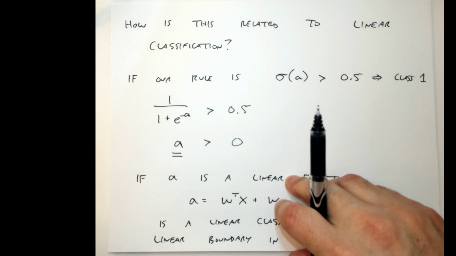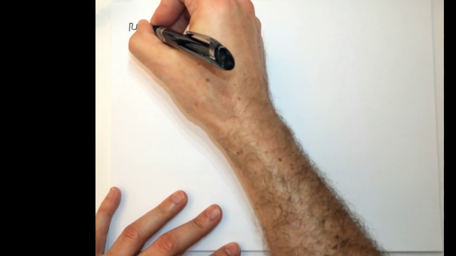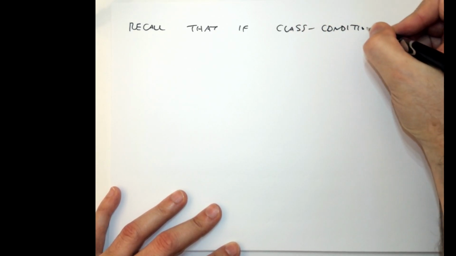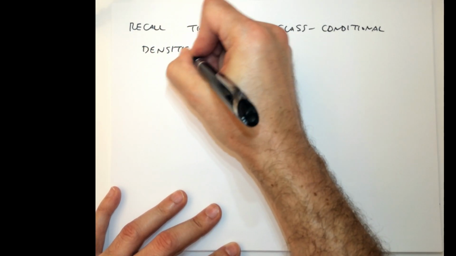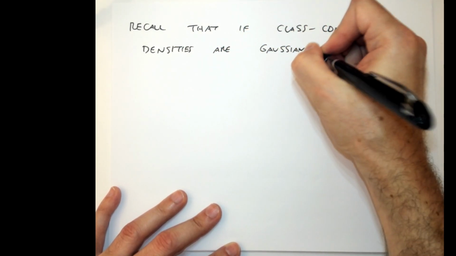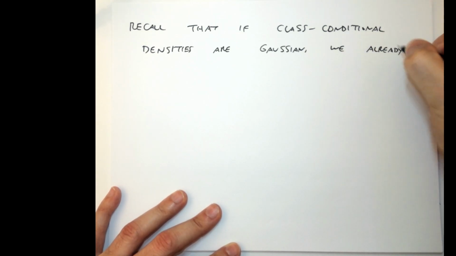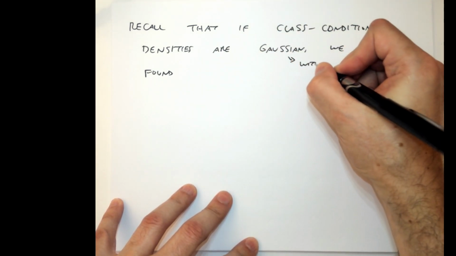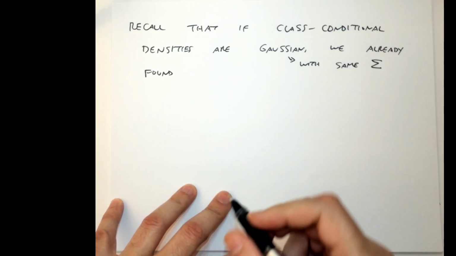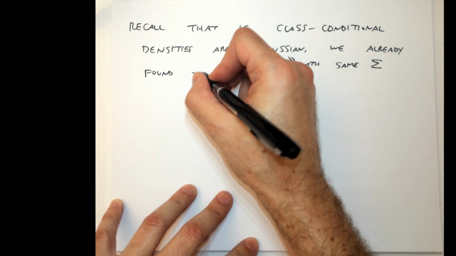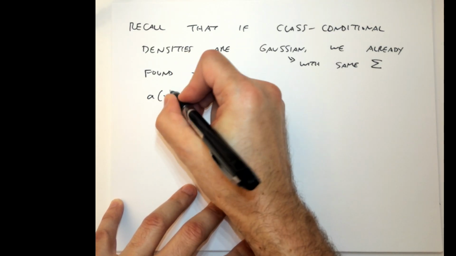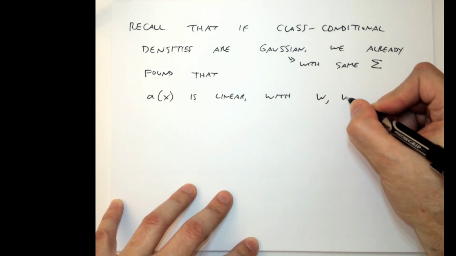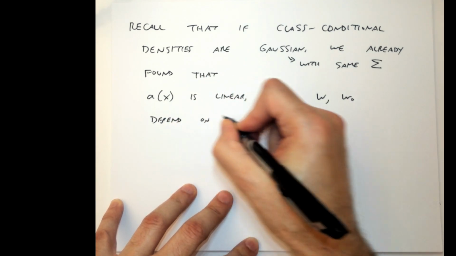So basically, recall that if the class conditional densities are Gaussian, so Gaussian, let me say, with the same sigma, the same covariance matrix, then we already found that this discriminant function is linear with the weights that depend on the mu and the sigma.